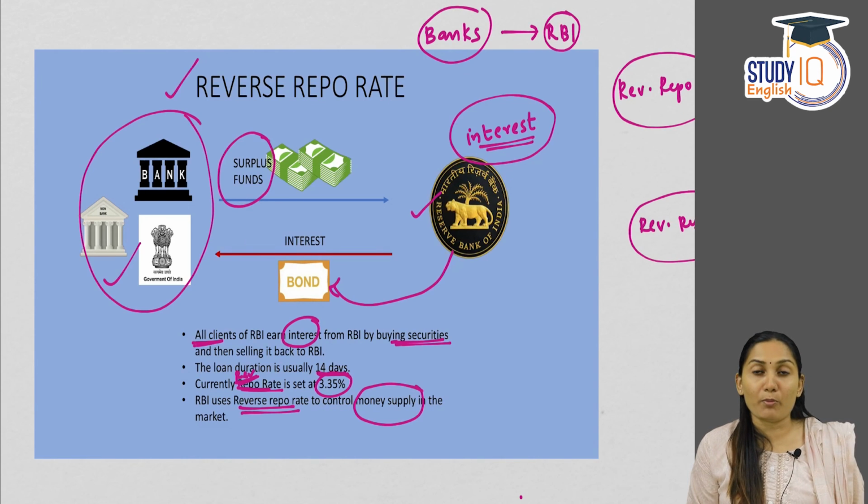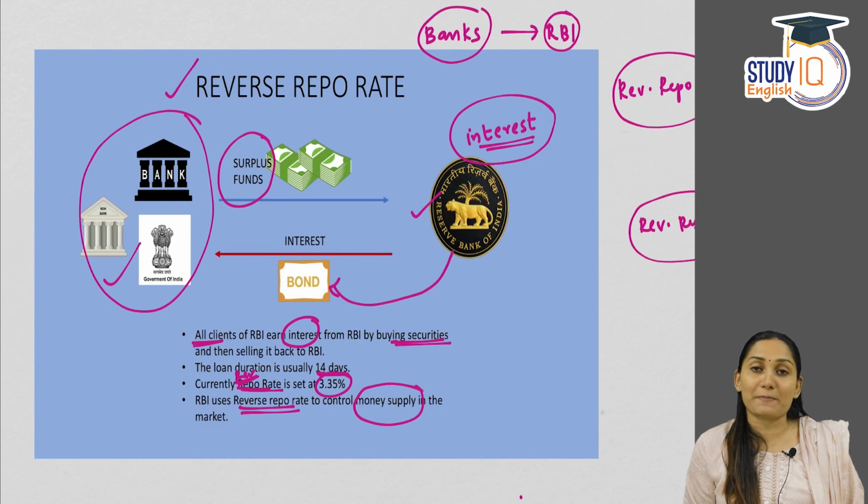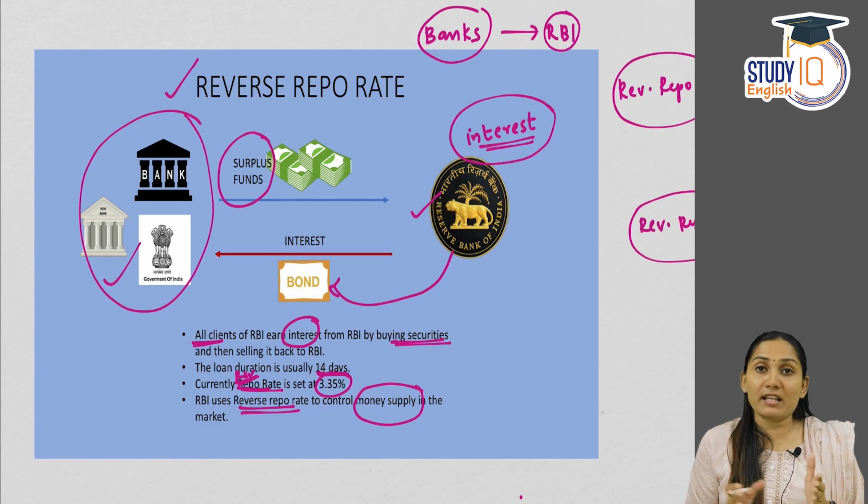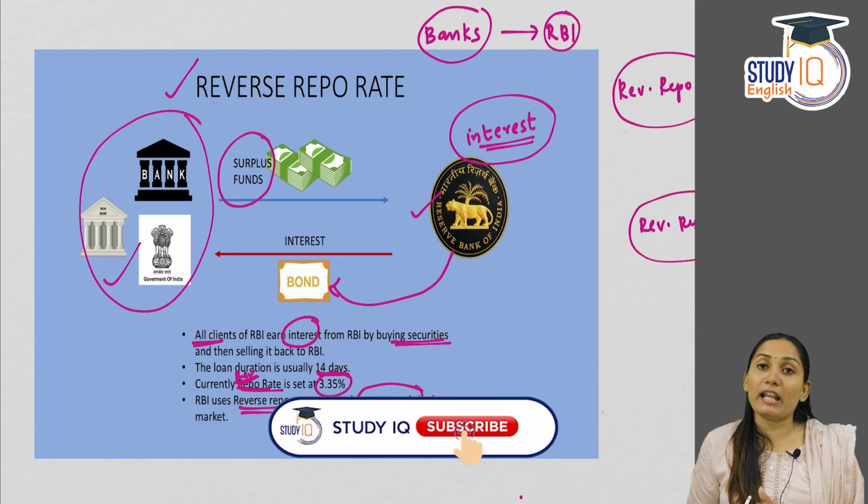We have a few more monetary policy tools which need to be explained in detail, like the open market operations, which is the purchase and selling of government securities. Then we also need to discuss LTRO, long-term repo operations, and the market stabilization scheme. These three schemes are very important and I will be discussing them individually.